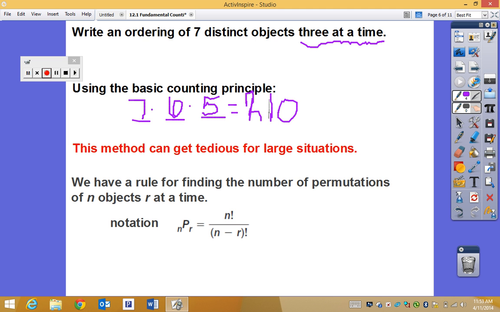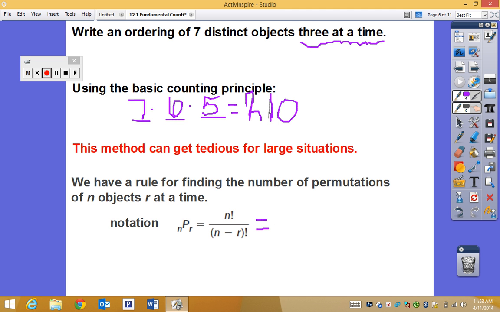If I use the permutation rule, I can do it in a different way because this fundamental counting principle can become very tedious for large situations. So this is the rule, and what it says is n is the number of objects that I have, and r is how many I selected. So the number that I have, and how many did I select is the r. And we calculate it this way.